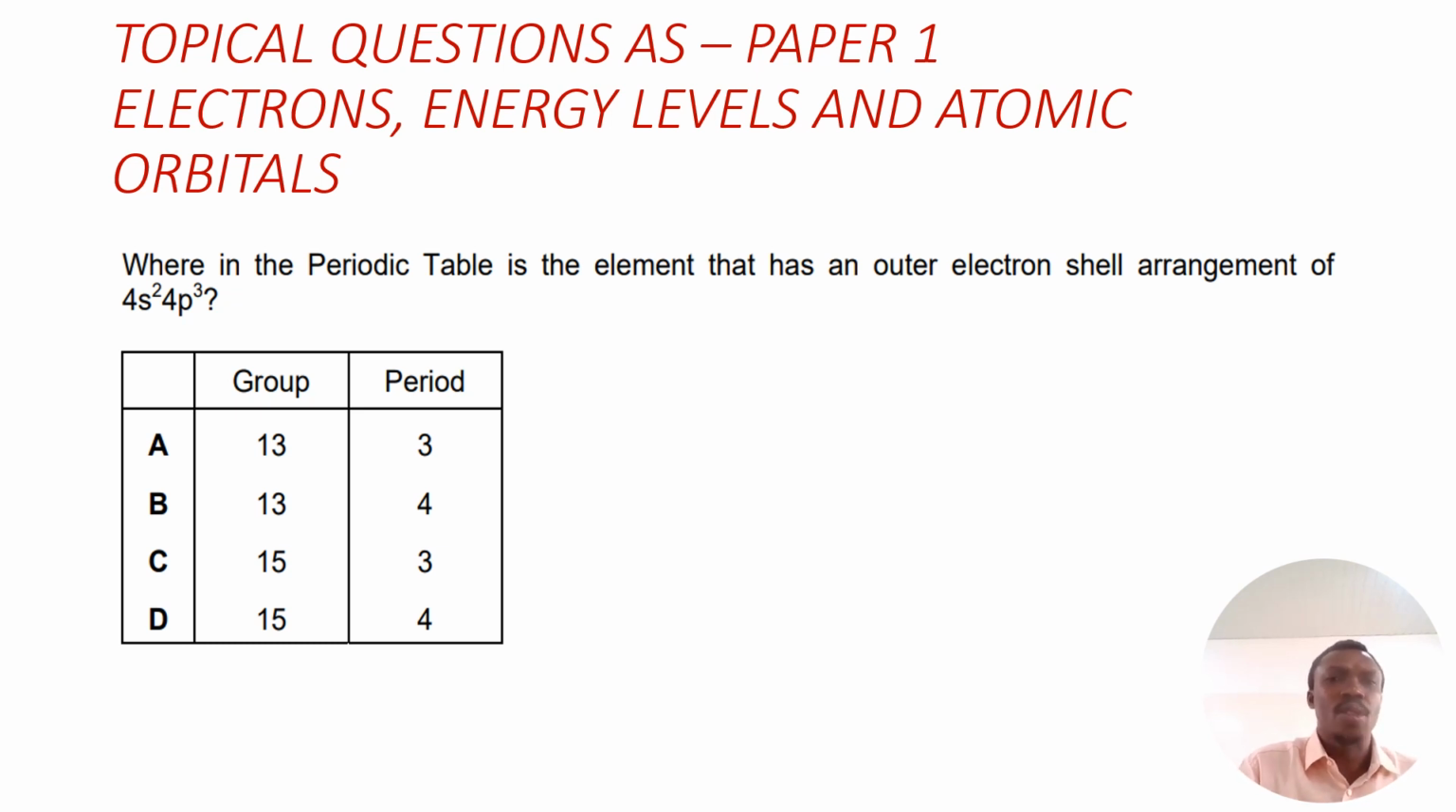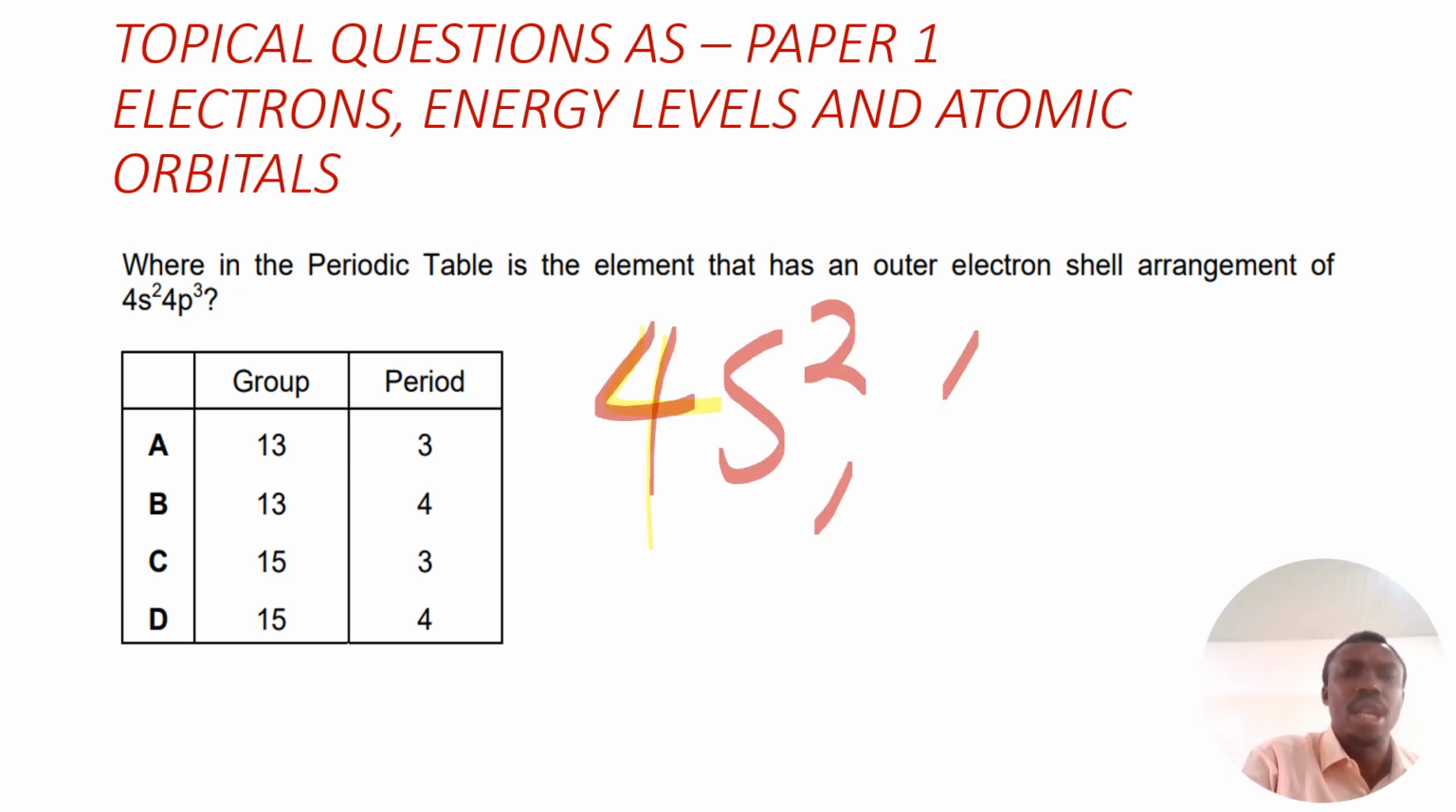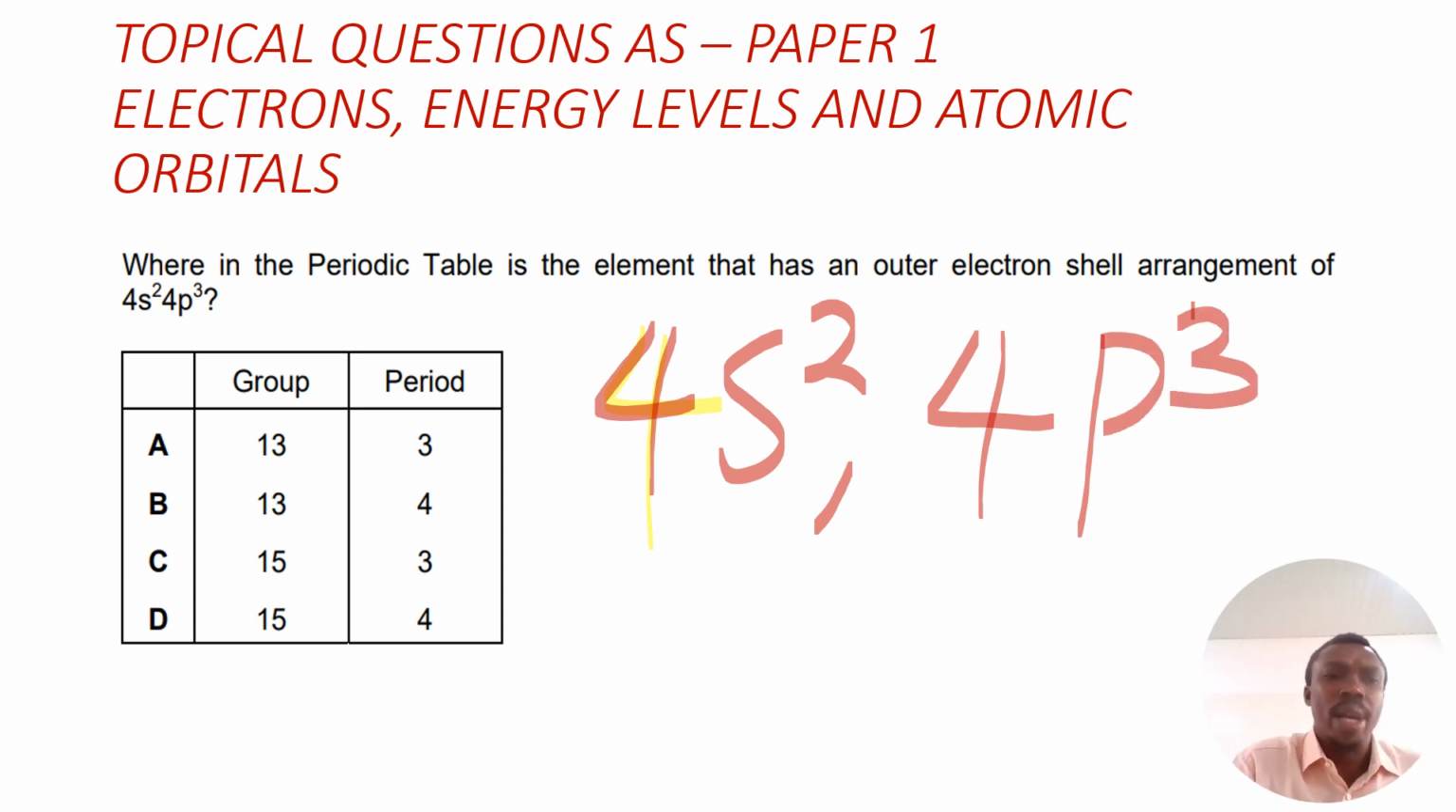Now the next question is, where in the periodic table is the element that has an outer electron shell arrangement of 4s2, 4p3? When we say outer electron arrangement, that is the number of electrons in the outermost shell. The outermost shell here is the fourth shell, and the electrons are in the s subshell and the p subshell.